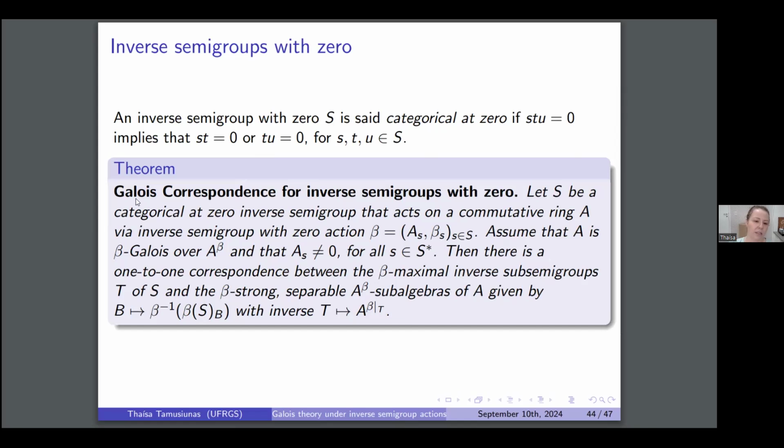And then this is the most general context that we worked in. I don't know if there's a way to improve this hypothesis, this condition, maybe for any inverse semigroup with zero. Maybe there is a way, but we did not make it.